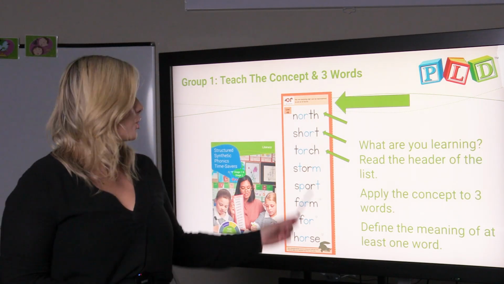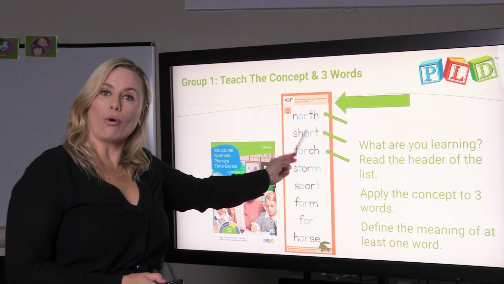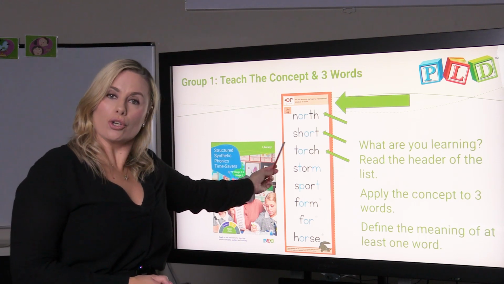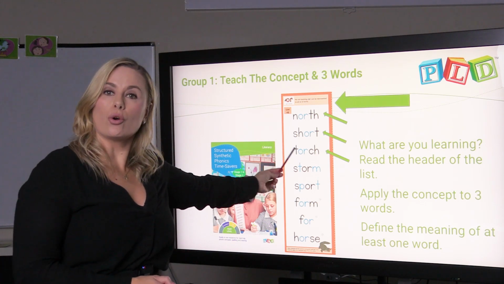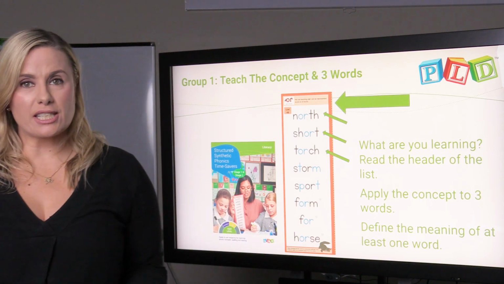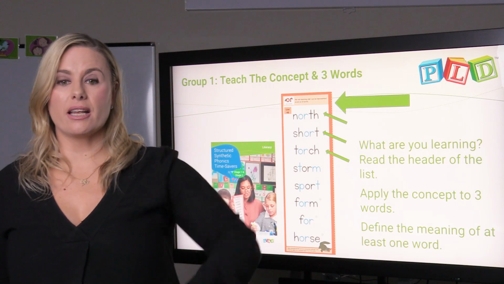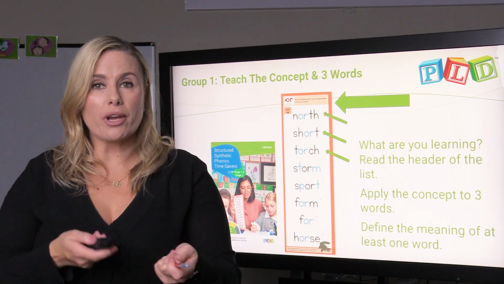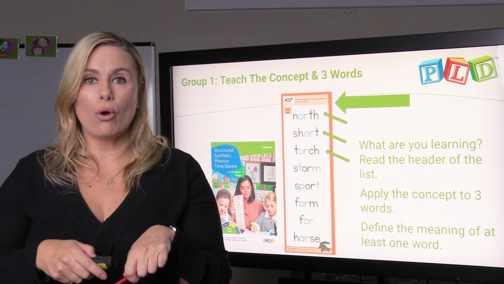We have the word north, north. Short, short. Torch, torch. Can someone please define the word north for me? What does north mean? Excellent. Now let's revise. Group 1, what is your new digraph sound? 2 letters, O and R working together make the sound OR of horse.